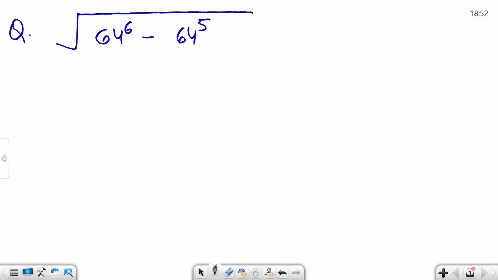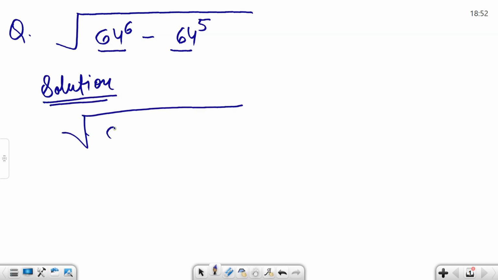The question is, what is the value of 64 to the power of 6 minus 64 to the power of 5? Now let's solve it. First of all, let's write the question. 64 to the power of 6 minus 64 to the power of 5.